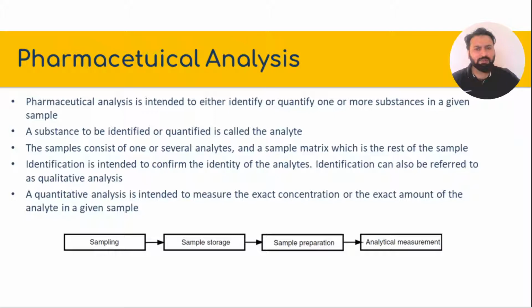What is a sample basically? A sample consists of one or several analytes. What is an analyte? An analyte is a substance which is to be identified or quantified. So when one or more than one analyte form the sample, the rest of the sample, which is there in the sample but is other than the analyte, is known as the sample matrix.